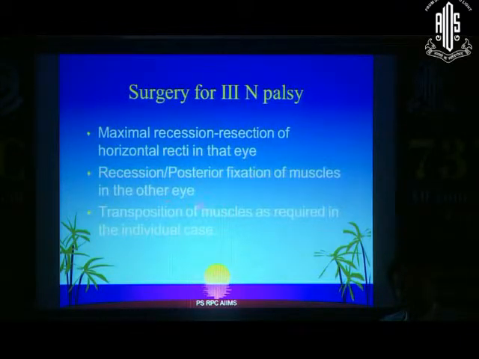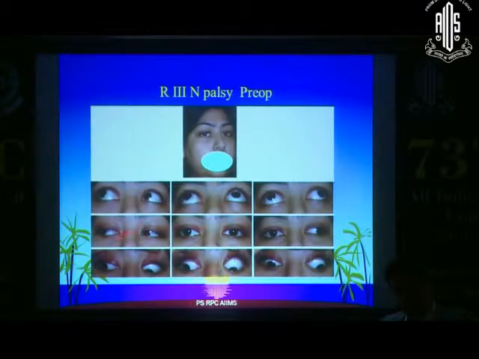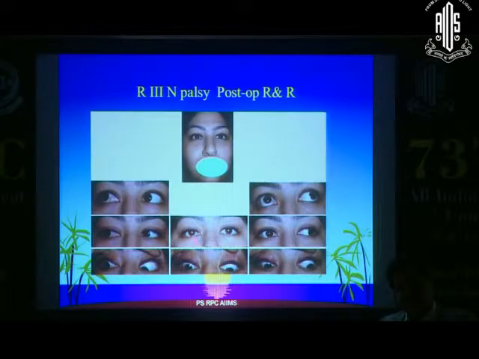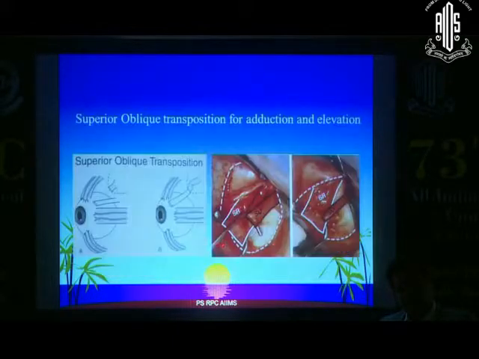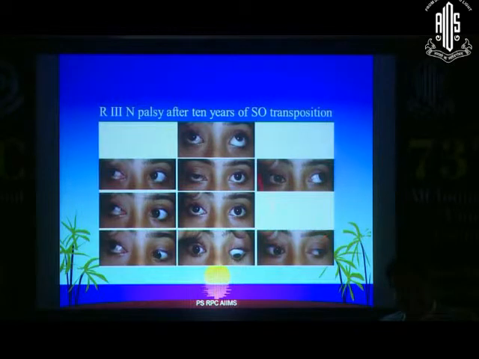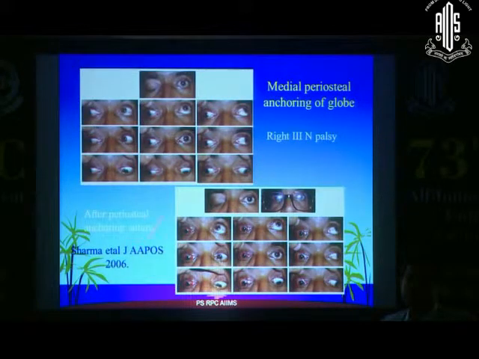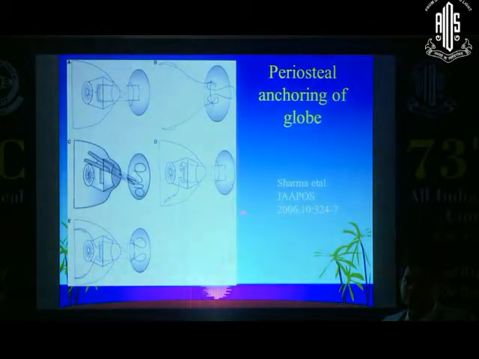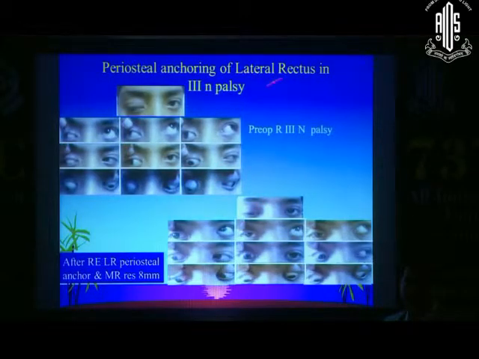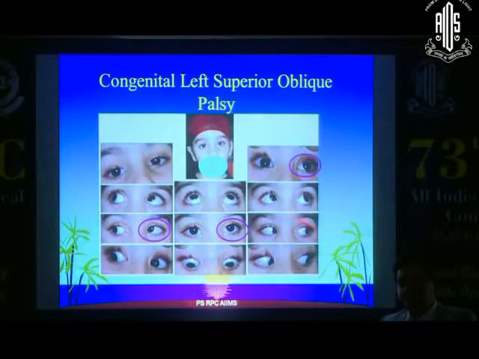And the realistic goals are to correct the deviation only in the primary position, and like in this case an R&R was decided because the eye was having the possibility of some movement, and in this, after the surgery, the eyes are straight. Otherwise, superior obliques have been tried, but they are not a good choice because there is a limitation of depression in abduction. The better thing is periosteal flaps, as Dr. Rosenbaum's group was doing, but then we started doing the anchoring of the globe to the periosteum of the medial side, which gives very good results, and also the lateral rectus periosteal fixation along with the medial rectus resection of 8 mm, which can correct the deviations very nicely.